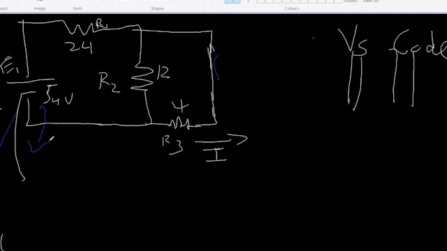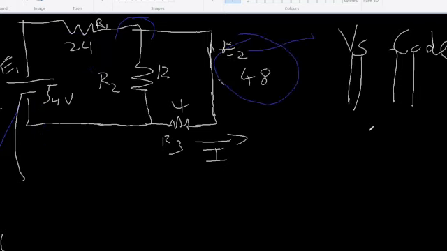So for series, they only meet at one point. Consider this 24 ohm resistor and this 12 ohm resistor. They only have one point, one terminal as they call it, in common, where they meet here. They don't meet here because this voltage source is obstructing them. So that's how we know that those ones are in series.